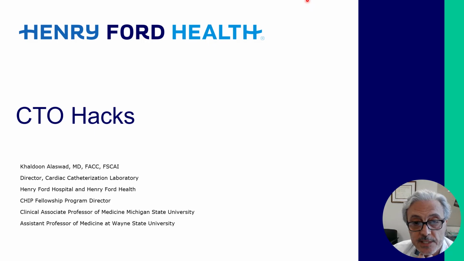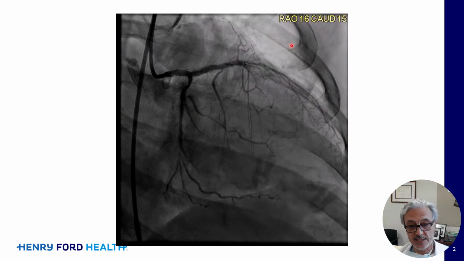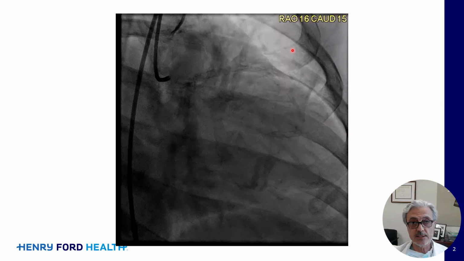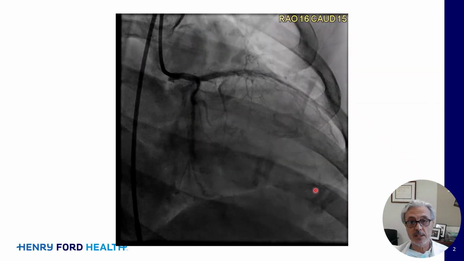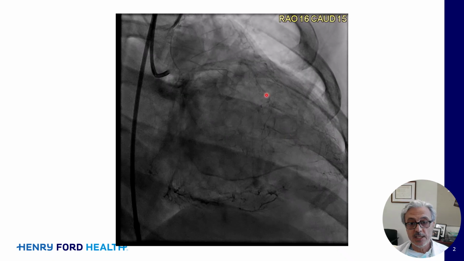I am presenting CTO Hacks: how to perform CTO PCI in a complex patient using one guide catheter if you have to. I prefer not to use one guide catheter, but if you have to, you should be able to do it. This is a patient in his 60s with severe three vessel disease, ischemic cardiomyopathy, and dead myocardium in the apical area, turned down for surgery.